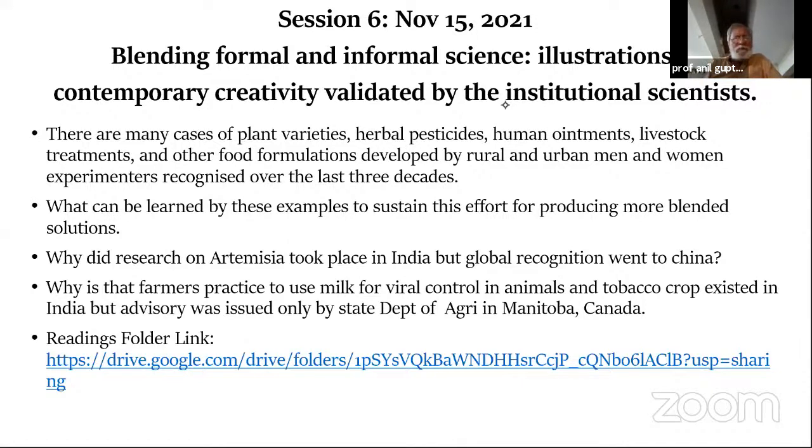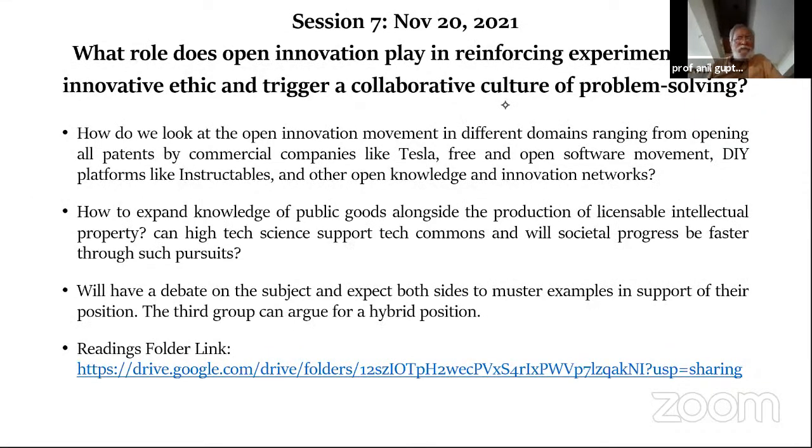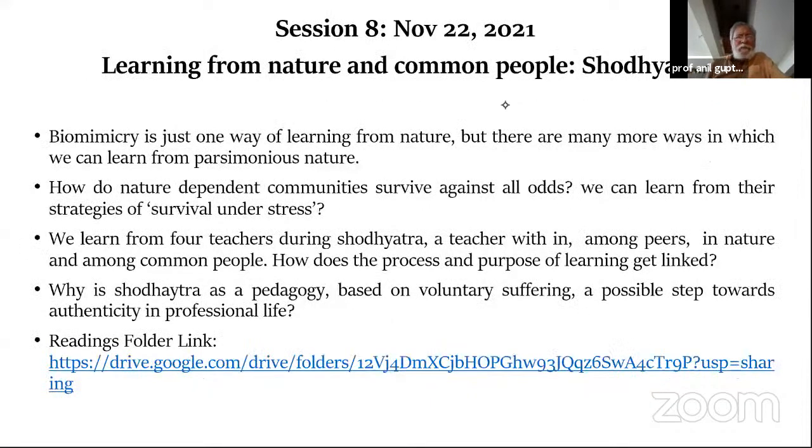So that is the session on 15th. Then we have session on 20th. What role does open innovation play? How can we promote open innovation? What should we do? What are the pedagogical tools in the age of IP? How can open innovation also make its presence felt? Then we have nature, learning from nature and common people, Shodhyatra.